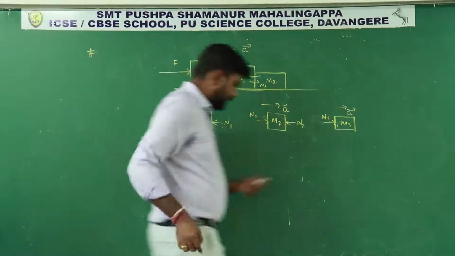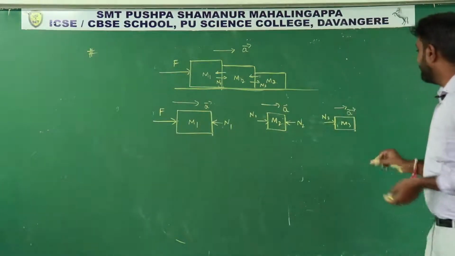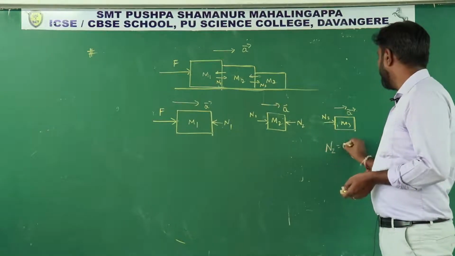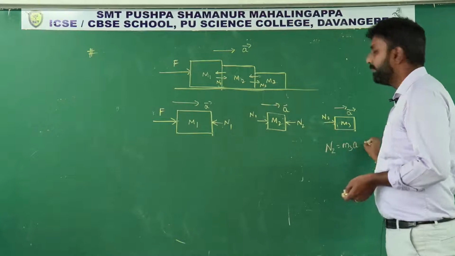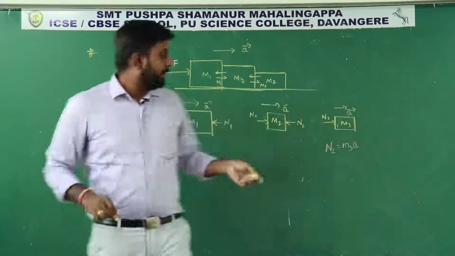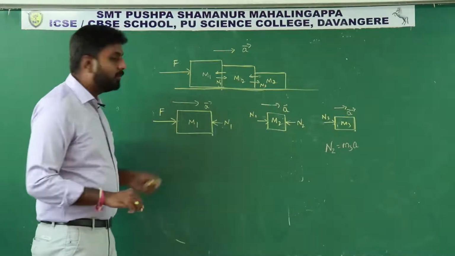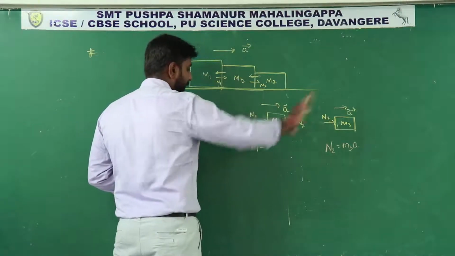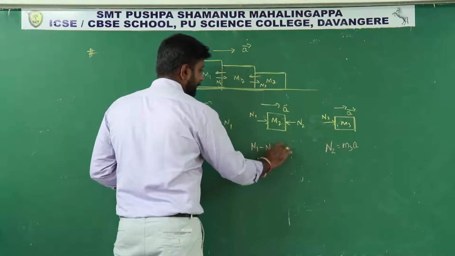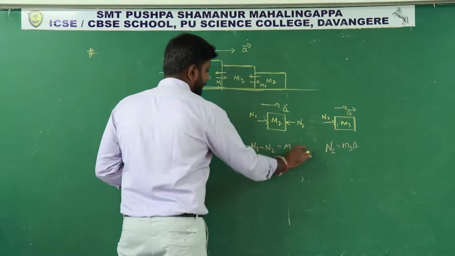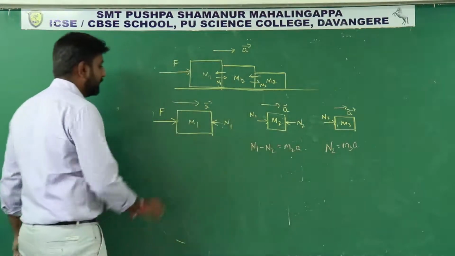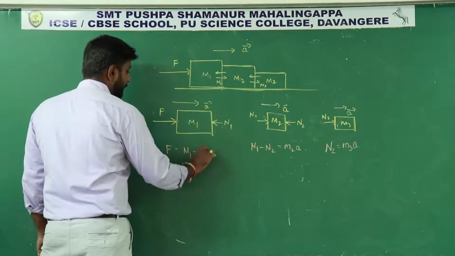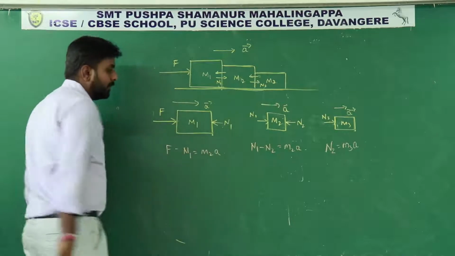And if I write the equation here, for this one, N2 is equal to, directly I can write M3 into A. And observe this one. So how to write here? N1 minus N2, this is the direction of motion, right? N1 minus N2 is equal to M2 into A. And here, F minus N1 is equal to M1 into A.